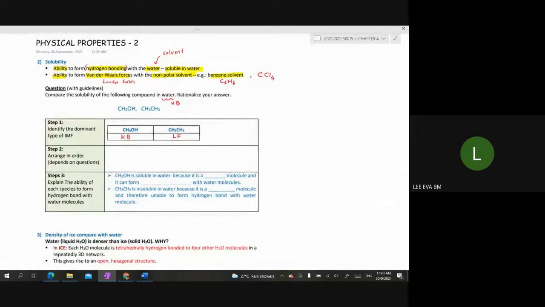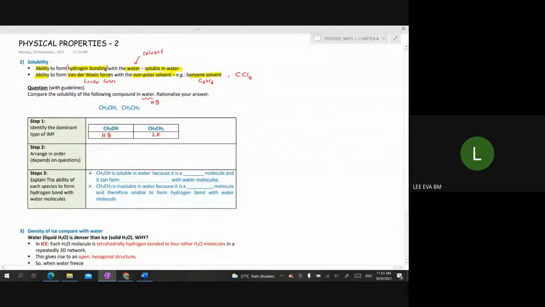Okay, step 2, arrange. Depends on the question. Yang ini compare, so tak ada arrange. Kita tak ada step 2. Kalau arrange order, maksudnya increasing or decreasing order. If you have more than 2 elements, then only we will use the trend. Baru akan ada simbol ini, ataupun ini, ataupun awak punya arrow.